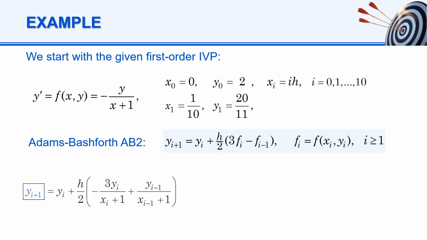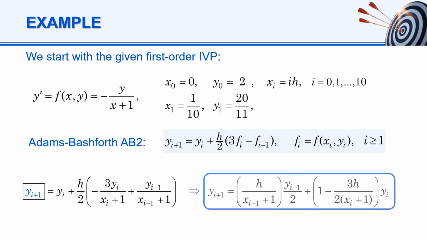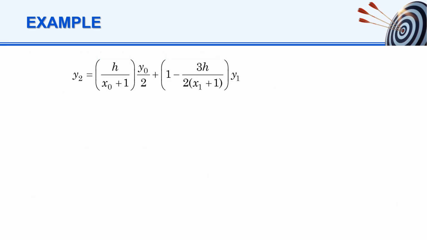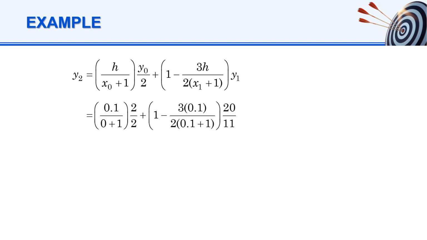Substituting f into the difference equation, we get the final form, a recursive equation requiring two prior values. For i equals 1, the equation for y2 becomes the following. Substituting the numerical values, we obtain 1.67248.